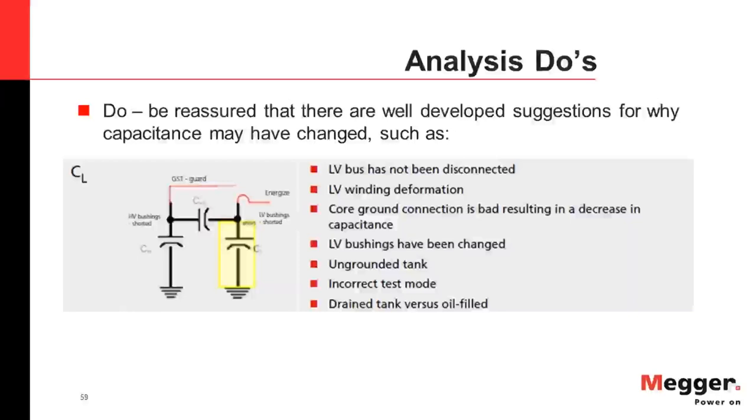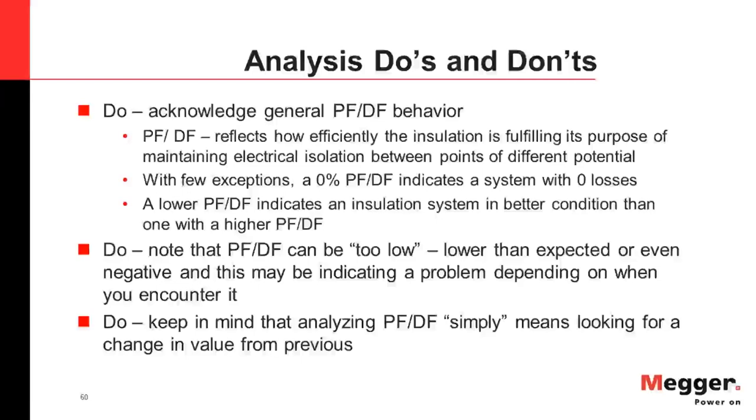For power factor, as that's concerned, do acknowledge general power factor behavior. Remember that this is an index describing how efficiently the insulation is fulfilling its purpose of maintaining electrical isolation between points of different potential within an energized electrical apparatus. With few exceptions, a 0% power factor indicates a system with 0 losses, and a lower power factor indicates an insulation system in better condition than one with a higher power factor. Do note that power factor can be too low, lower than expected, or even negative, and this may be indicating a problem depending on when you encounter it.